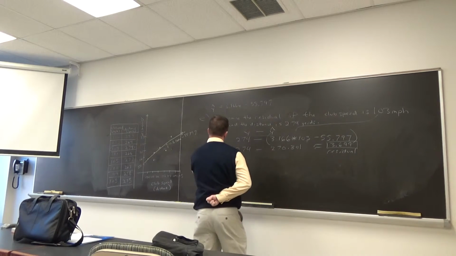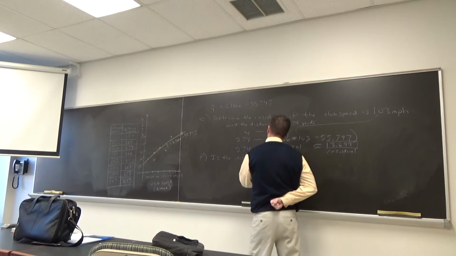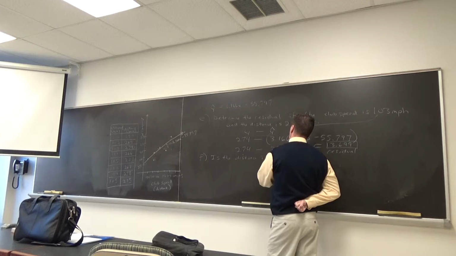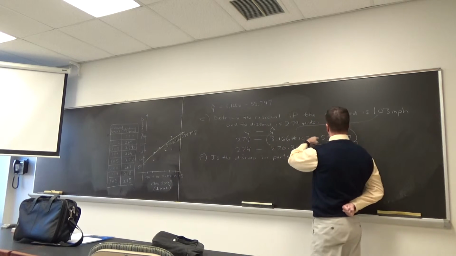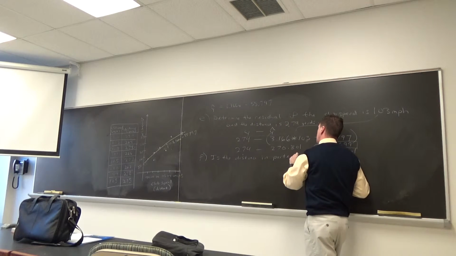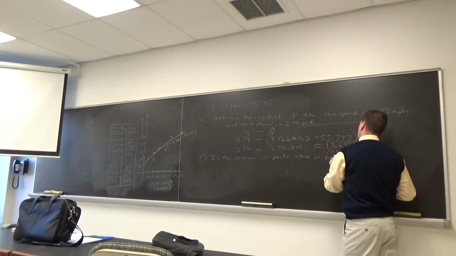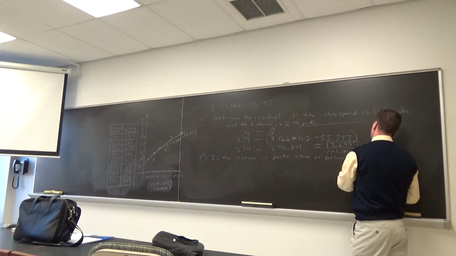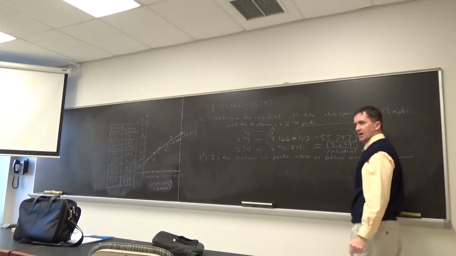That one is the distance in part E, that was our last question. Is the distance in part E at 274 above or below average? Above. And you're just going to put above or you're going to put below.